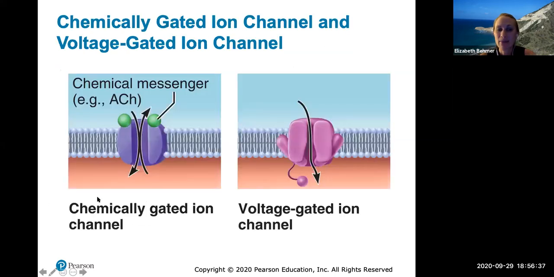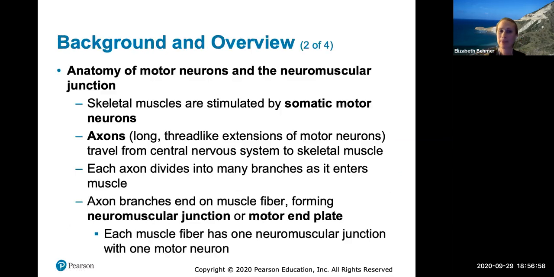So this is an example of a chemically gated ion channel. You would find one of these on skeletal muscle. It would have specific receptors that would bind to acetylcholine to help pass along that electrical signal. A voltage gated ion channel will allow ions to pass through.